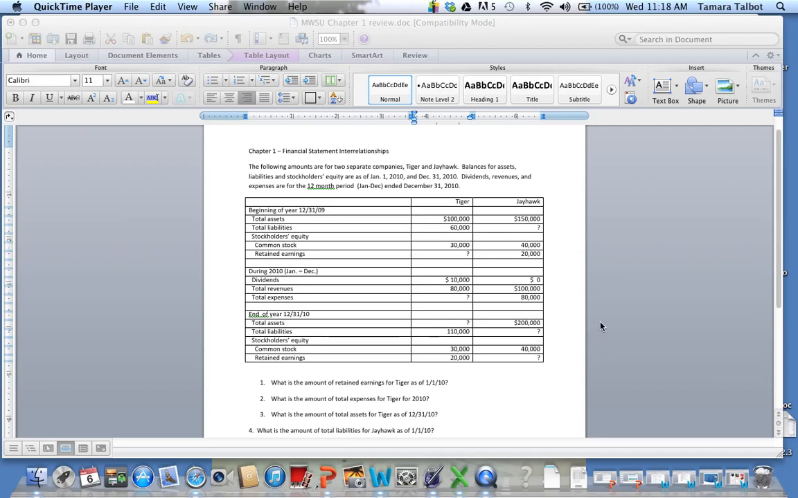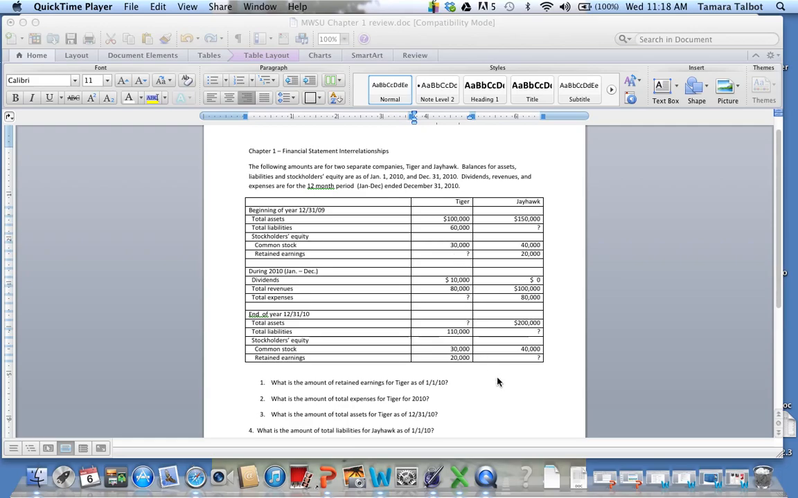Accounting students, this demonstration will help you to complete exercise 1-16. We are going to review two important equations to help us solve for our missing parts in our examples here.